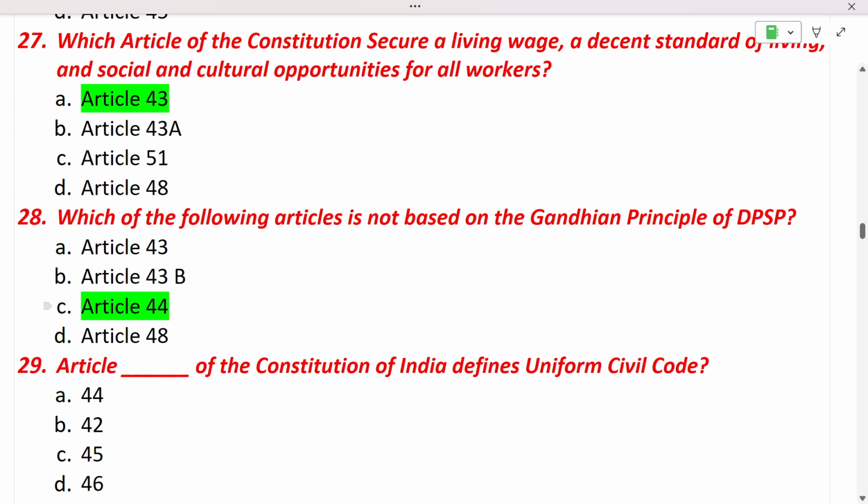Next, question number 29. Which article of the Constitution of India defines Uniform Civil Code? So the answer is A, that is Article 44.